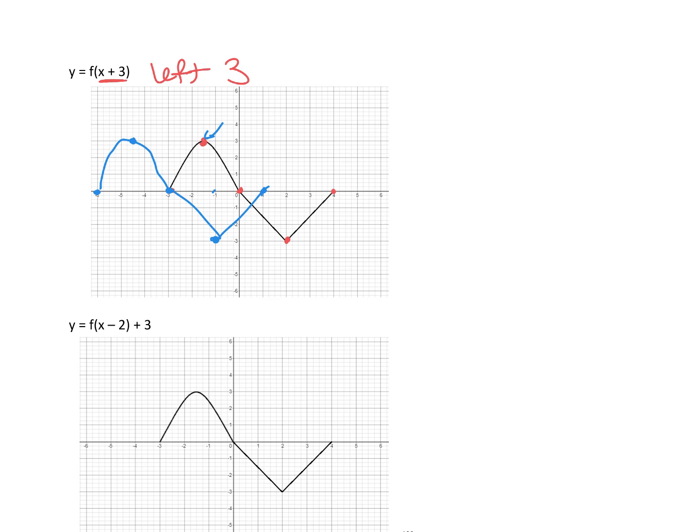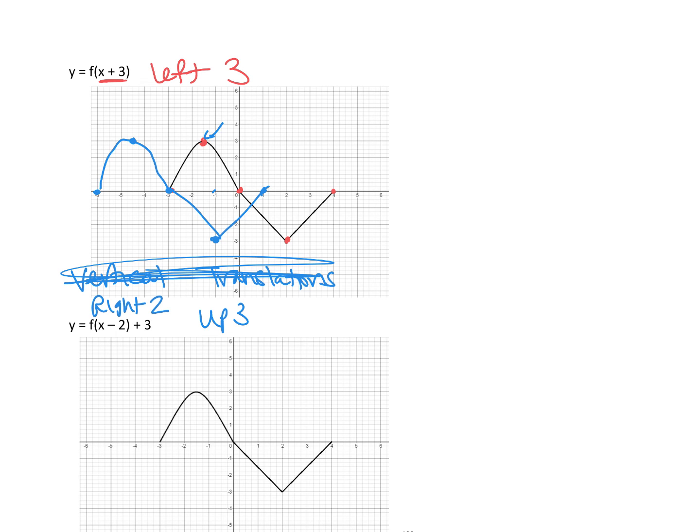All right, and then we go really crazy with this next one. We have to move it to the right and up. So this is going to be to the right 2 and up 3. And of course, these are both translations. Oh no, I'm sorry. This one is vertical. This one is horizontal. Okay, so I'm going to move it to the right 2 and I want to move it up 3.